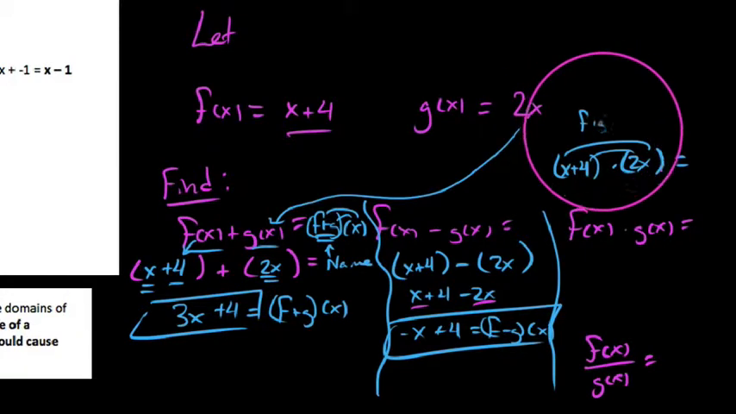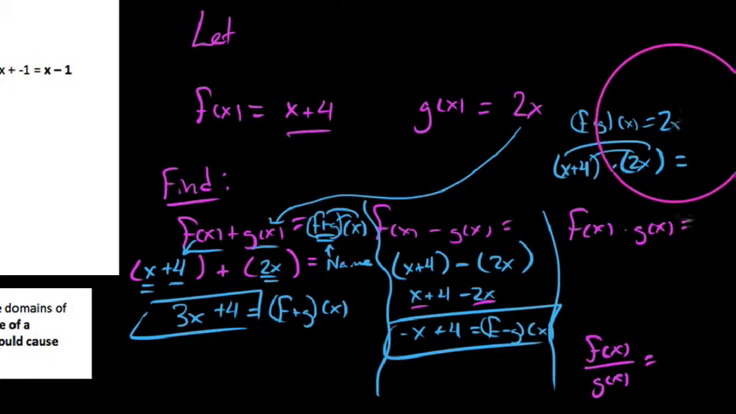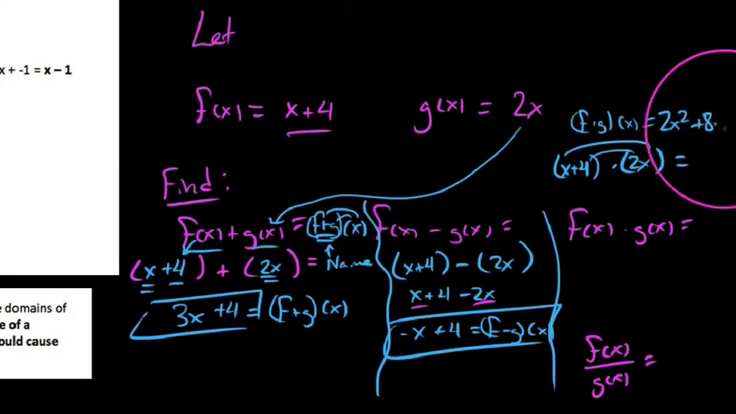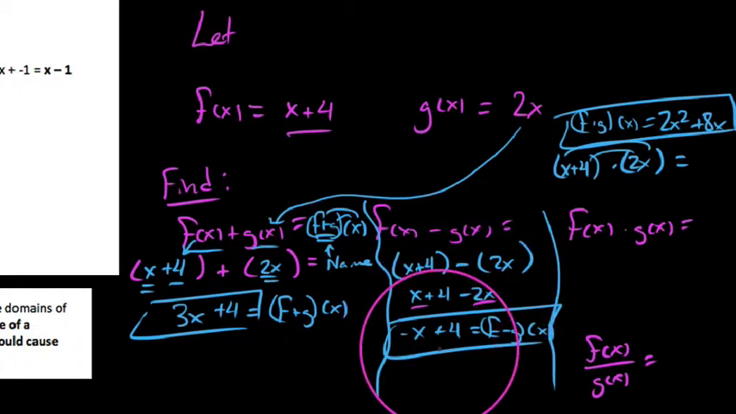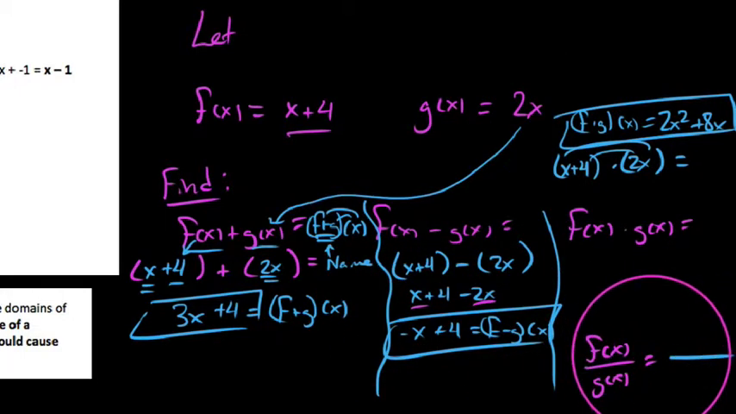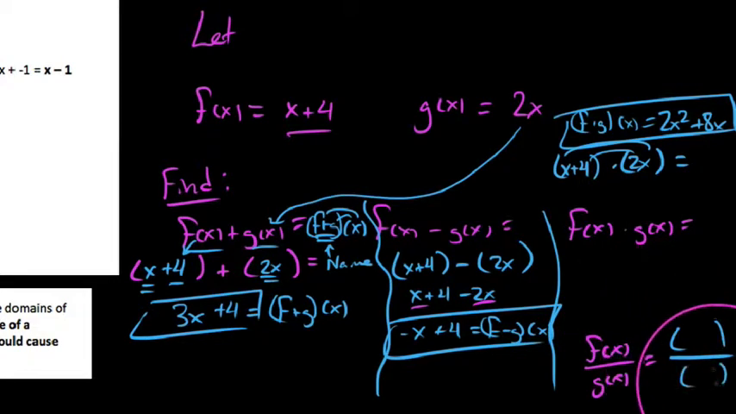We'll call this f times g of x, and that comes out to be 2x squared plus 8x here. So we say some new function here. So far, combining functions is just pretty straightforward. It gets even better when you look at f of x over g of x, which would just be this. We'd say f of x over g of x. You just have to drop these in.